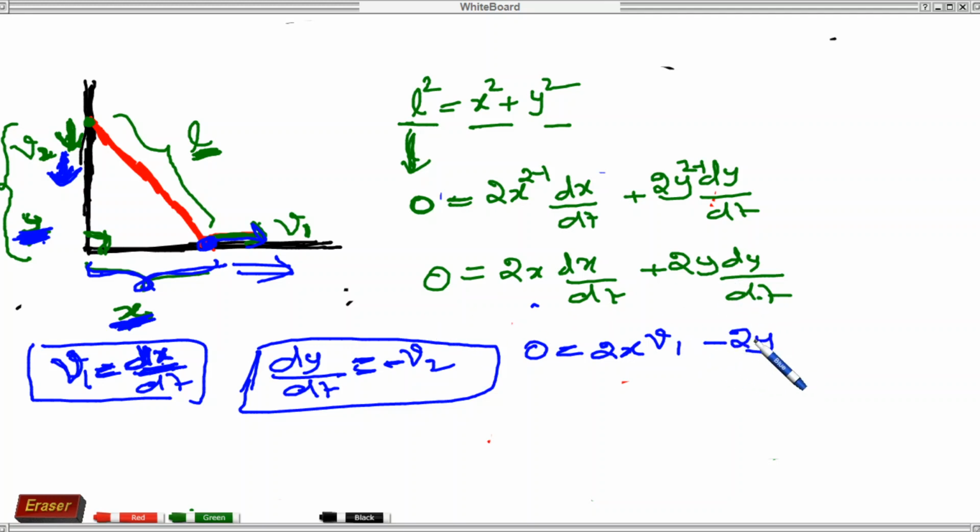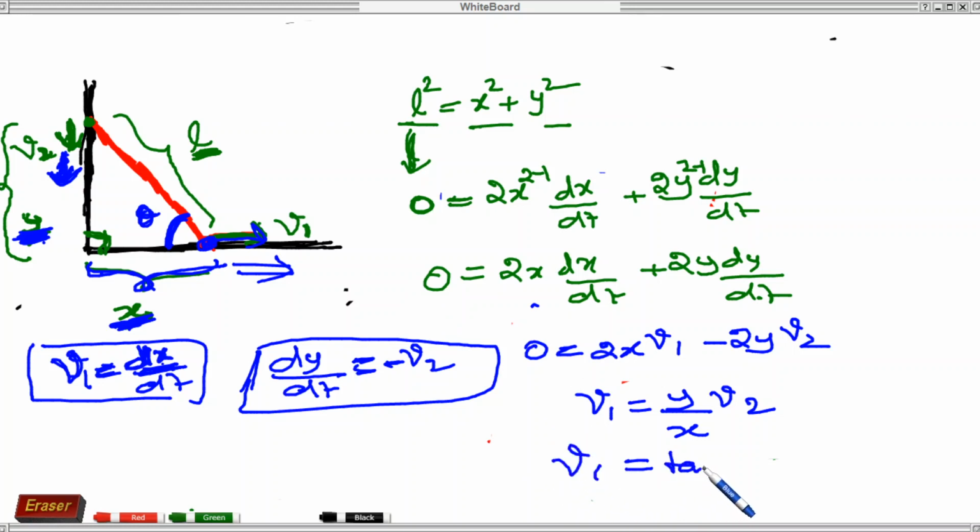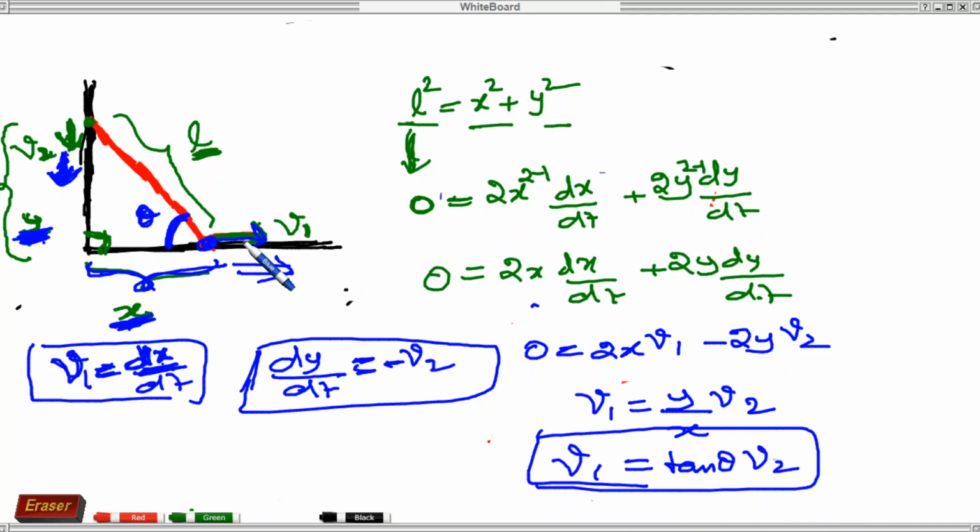2y v2. So what would be the relation? v1 is equal to y over x v2. And suppose at any point of time this angle is theta, what would be tan theta? y over x. So v1 is equal to tan theta v2. This is the constraint relation.